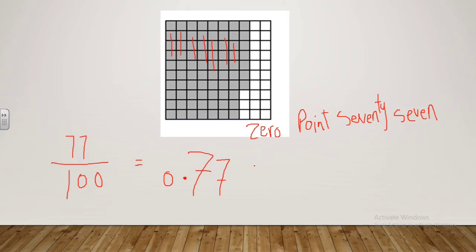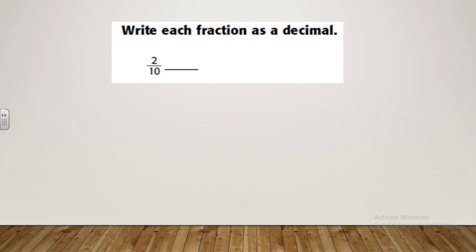You got it? Or we can write it like this: 77. Here the last number is 100, so let's write it 7700. Okay, you got it? Let's continue.